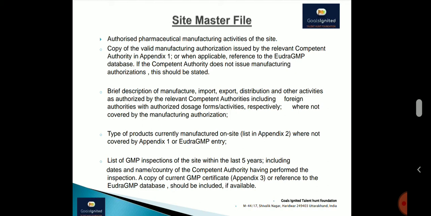In other words, it is a representative of all the activities, basically the quality management system of the whole plant, including the operations activity, with a brief about the key persons working at the site. It accommodates all this information. A list of the GMP inspections in the last 5 years needs to be incorporated. This is one of the mandatory requirements. GMP certificates in the appendices also need to be mentioned and incorporated in the site master file.